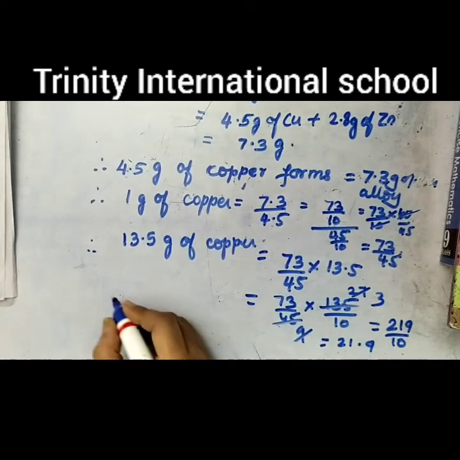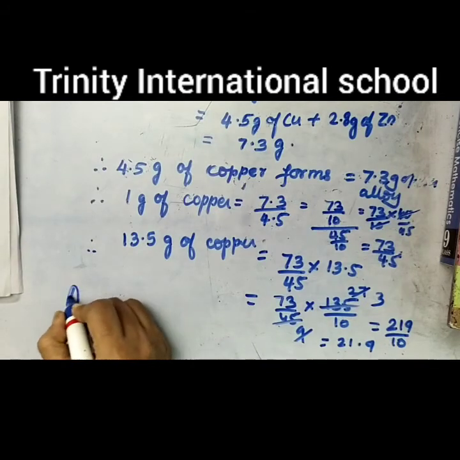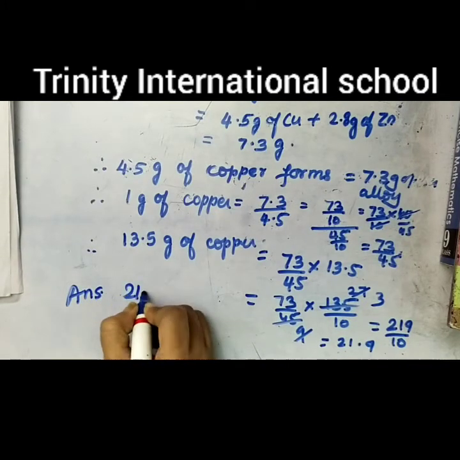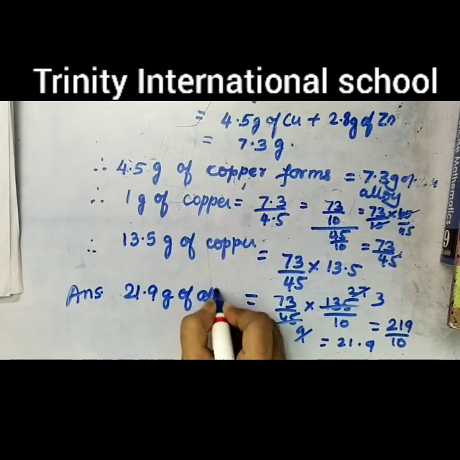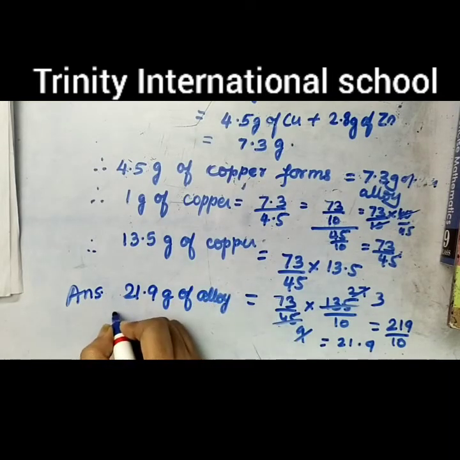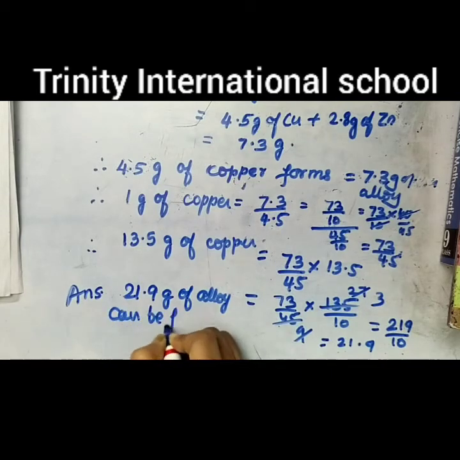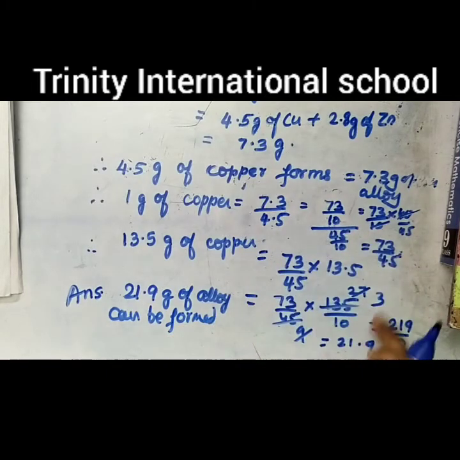So this way you can write the statement answer: 21.9 grams of alloy can be formed. So this is your answer. So the calculation here you have to do properly, okay? It is a decimal calculation. So this is how you can proceed for this question.